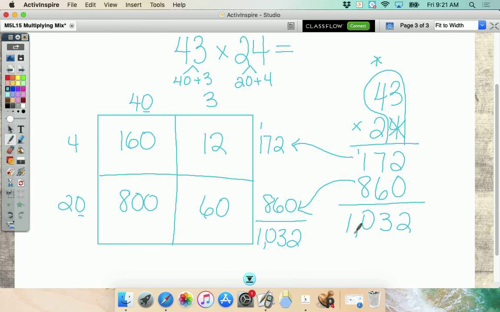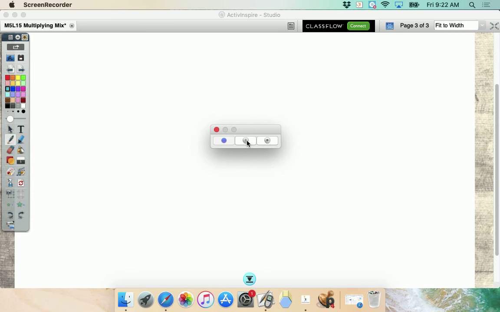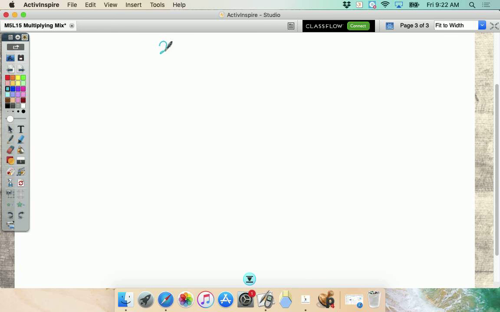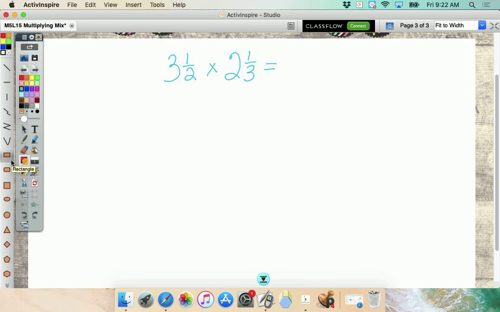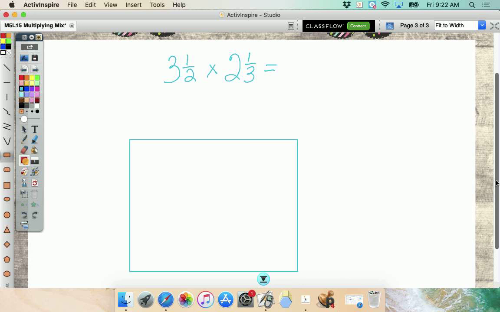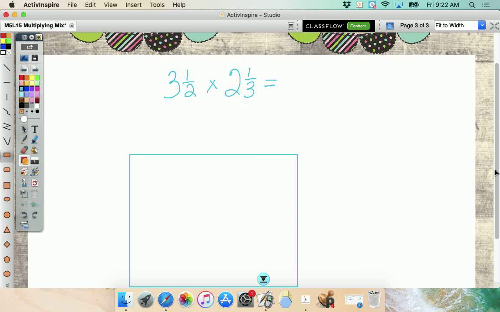We're going to write a problem. I'm going to pause it while I get rid of this. Okay, so what problem I want you to write now at the top of box 2 is 3.5 times 2 1/3. And we're going to do this the same way. We're going to use the area model and we're going to decompose. So start by writing that down, get your area model drawn. Make sure it's a pretty big box because you're going to have a lot to write in it.